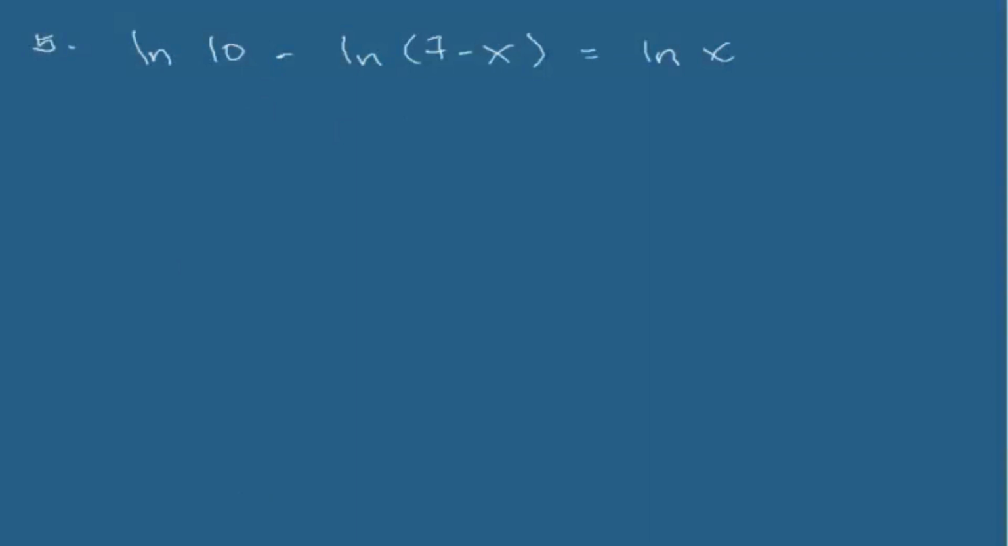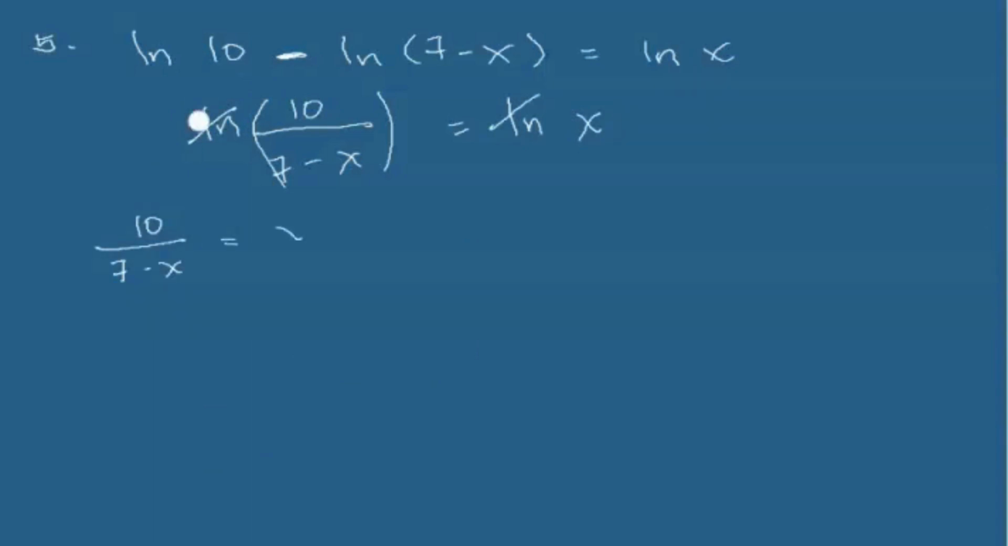Last one, we have ln of 10 minus ln of 7 minus x equals ln of x. So we have natural logarithm on both sides, so we will combine all of these into a single logarithm, and then we'll just drop the logarithm afterwards to solve for x. So this would be ln of 10 divided by, because it's minus, quotient law, remember, 7 minus x is equal to ln of x. And then we can drop ln on both sides. So we'll have 10 over 7 minus x is equal to x.